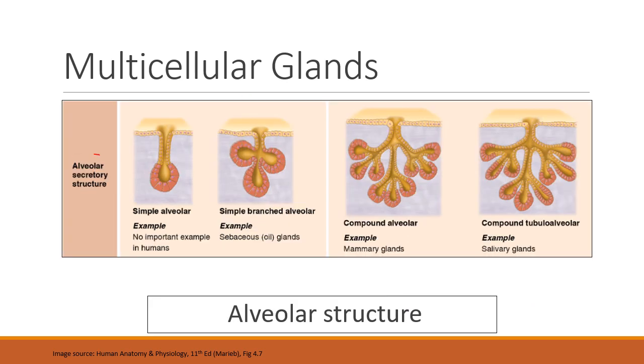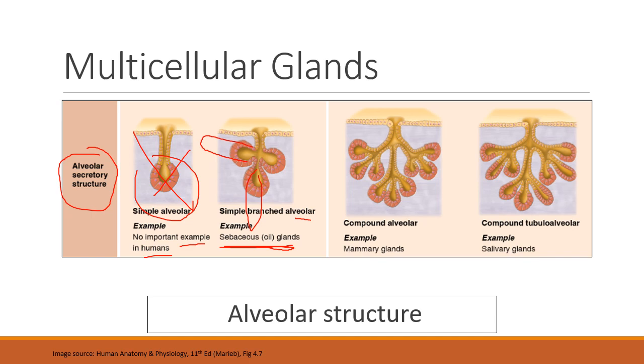Now you could also have the structure, instead of a tubular structure, you can have what's called an alveolar structure. The difference is the length, right? So a tubular structure would be more elongated, like so, but these are alveolar in shape. So you have a simple alveolar, but in humans, there's really not a good example of that, so you don't need to worry about that. But you can have a simple branched alveolar gland, and these are called sebaceous glands or oil glands in the skin.